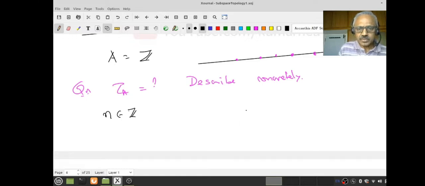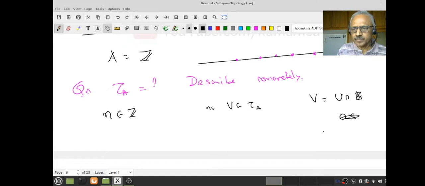Now if B belongs to tau_A and n belongs to this, then B is of which form? B is of the form U intersection A, that is U intersection Z, where U is open in R with the usual topology, right? Now n has to be there, right? Therefore n belongs to this, therefore n must be in U also.